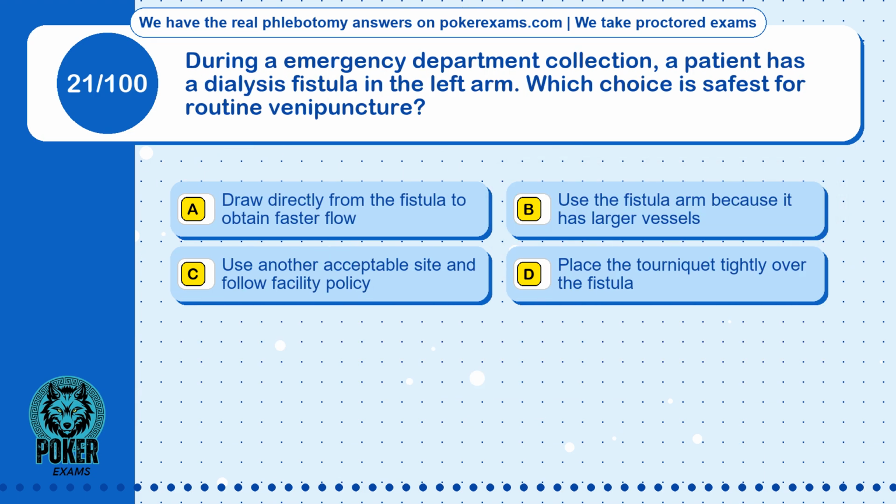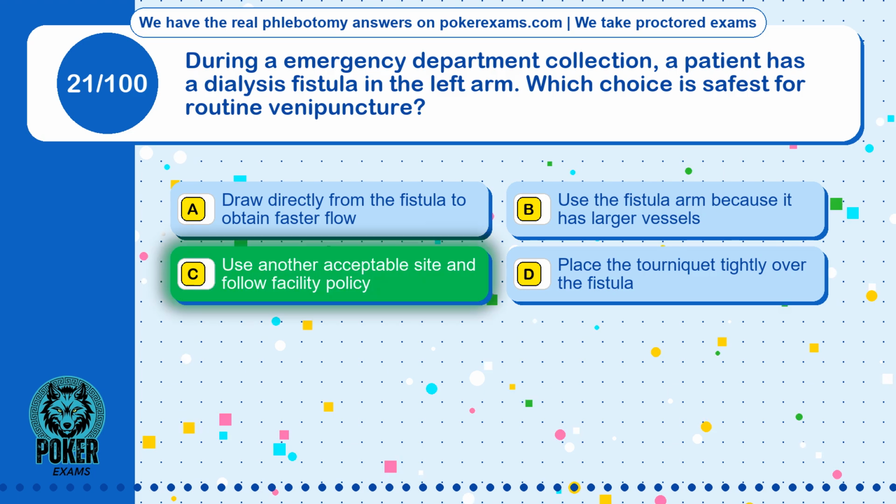Question 21. During an emergency department collection, a patient has a dialysis fistula in the left arm. Which choice is safest for routine venipuncture? Option A, draw directly from the fistula to obtain faster flow. Option B, use the fistula arm because it has larger vessels. Option C, use another acceptable site and follow facility policy. Option D, place the tourniquet tightly over the fistula.